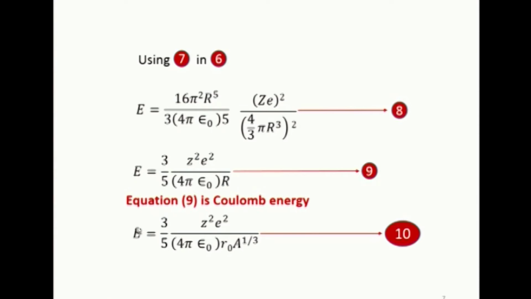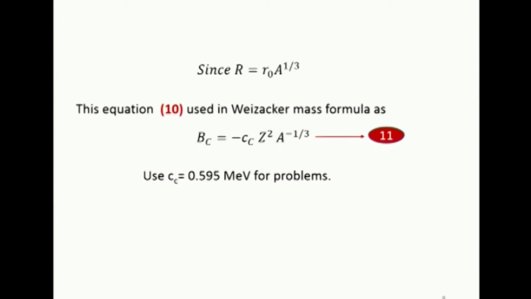So, I can write this energy E as some constant times Z squared, and if you take A to the numerator, A power minus 1 by 3. That is what we find in equation 11. The Coulomb energy E is now written as binding energy Bc in the Weizsäcker formula, and therefore a negative sign is included, and this Cc we get. Now, what is the Cc? He found it to be 0.595.